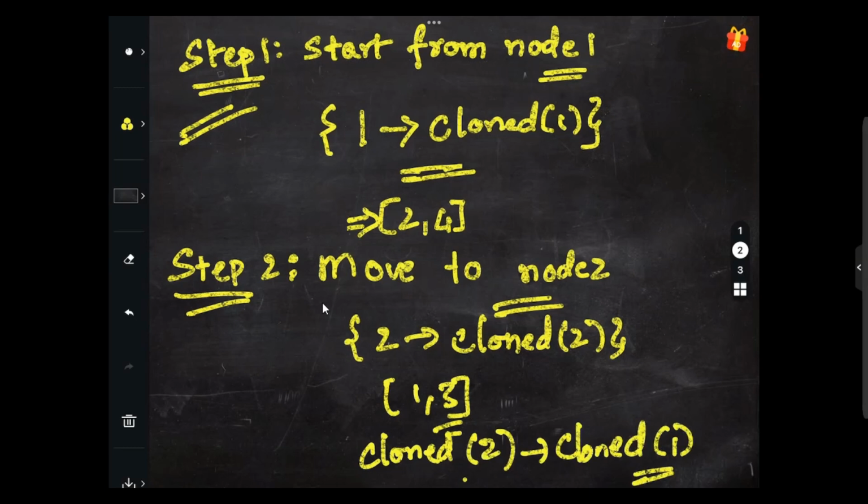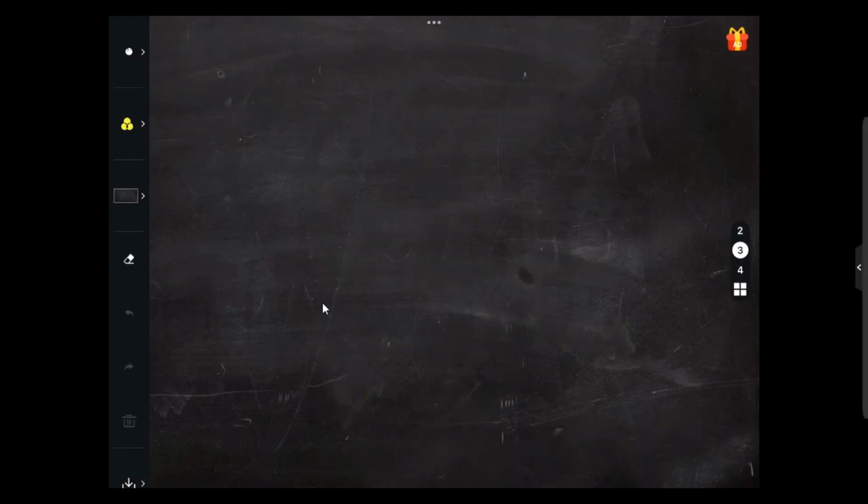So next we will move to node 3. So the output will be this one. We are connecting clone 2 to clone 1. Why are we doing that? Because 1 is already cloned. We know that, right? That is the reason we are connecting clone 2 to clone 1. So next we will move to node 3.